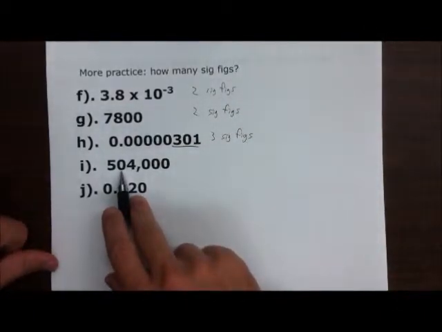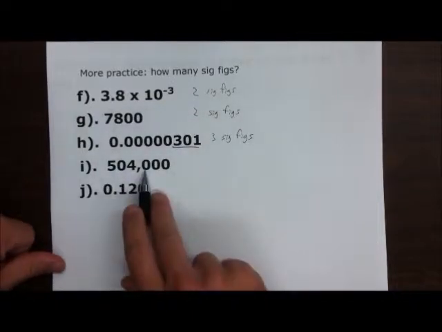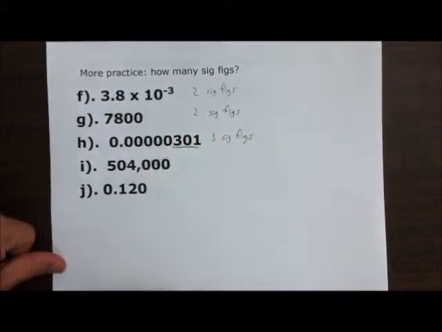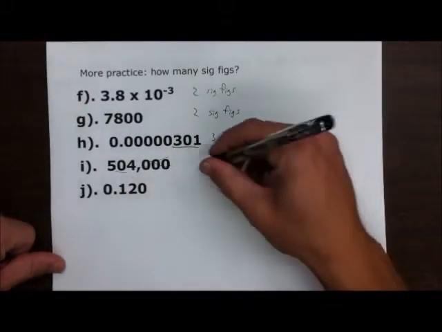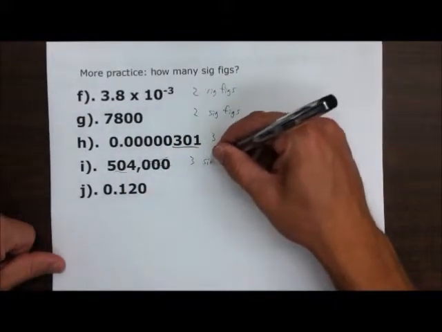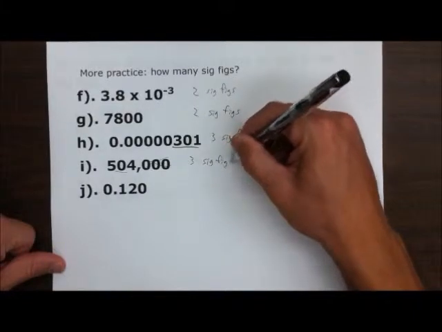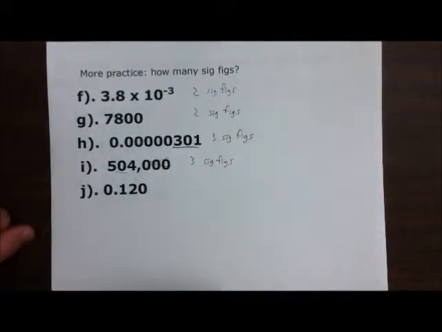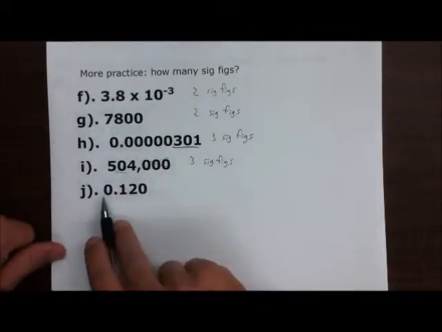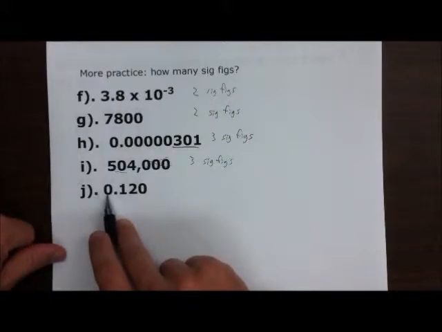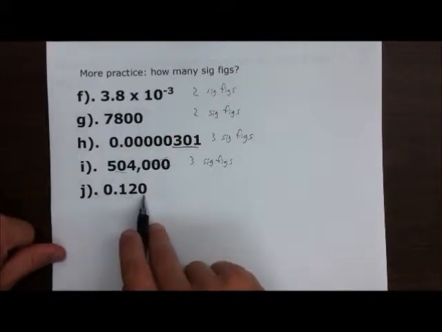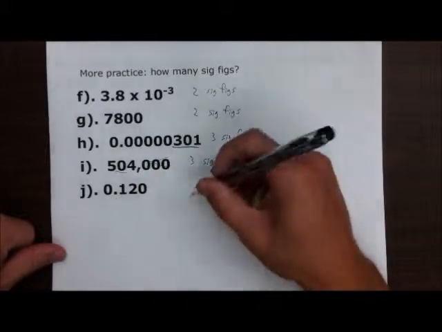This zero is captive. These zeros are trailing, no decimal, so these are not significant. This one is 3 sig figs. And finally, leading, not significant, trailing to the right of the decimal, 3 sig figs.